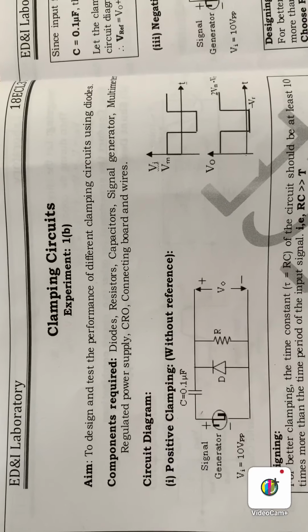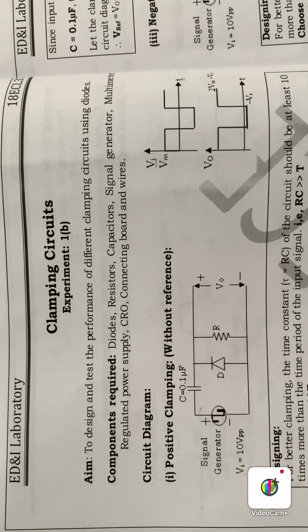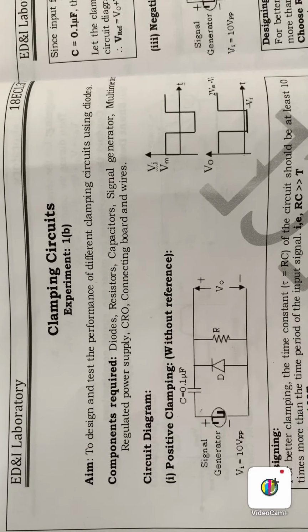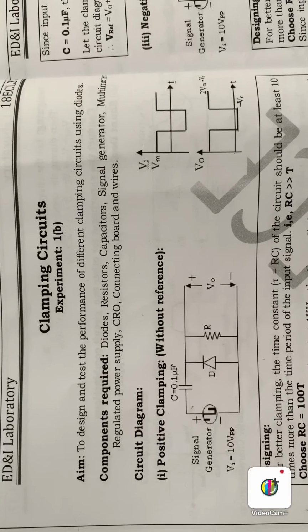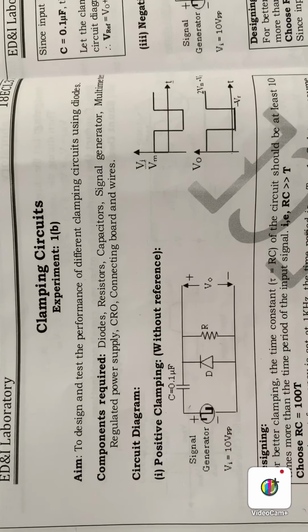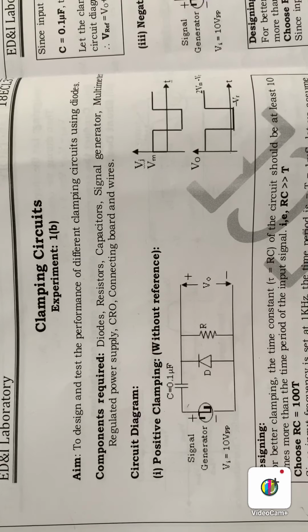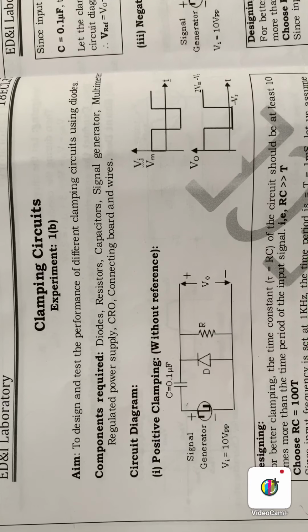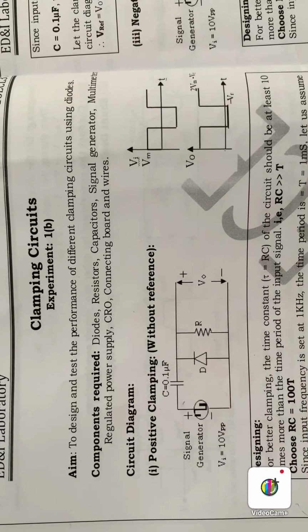Clamping circuits are the circuits which change the DC level of the signal to the desired level without changing the shape of the signal. That is, the input signal which you are going to give will appear as it is in our output signal, without changing the shape of the waveforms, where there will be no distortion in the waveform.